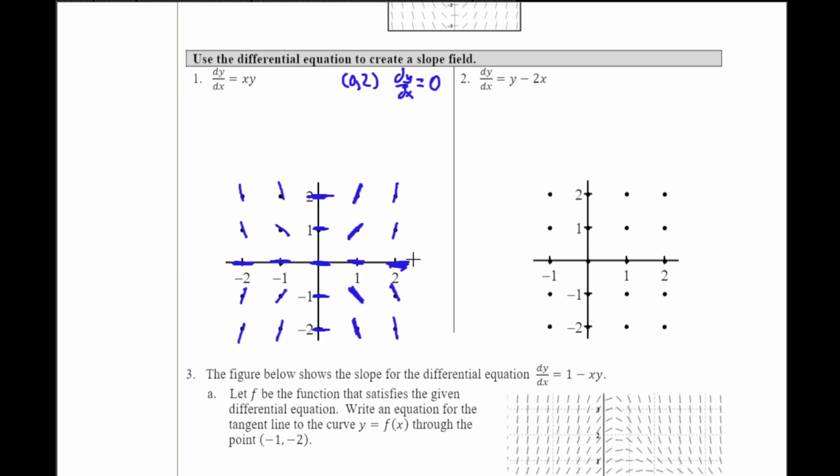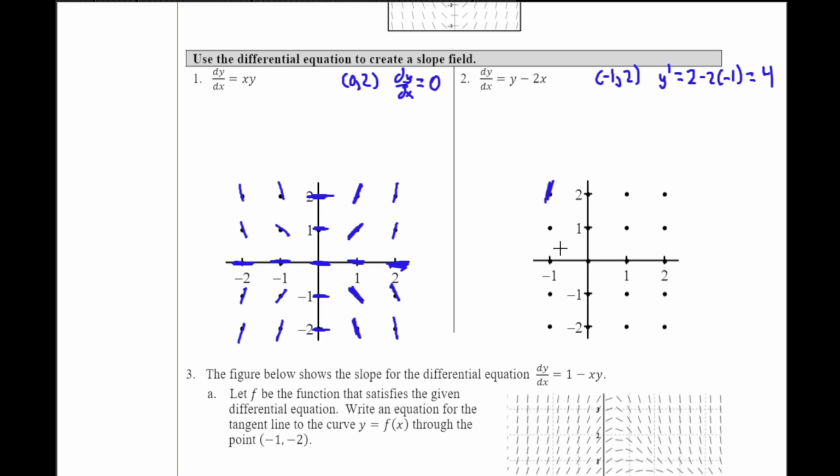Again, this is where you just plug in points into the dy/dx to get the slope. So at this point here, negative 1 comma 2, I'll use y prime for now, because that's dy/dx. y prime is equal to 2 minus 2 times negative 1. So that equals 2 plus 2, which is 4. So the slope here would be 4.